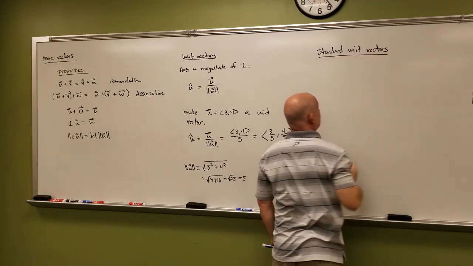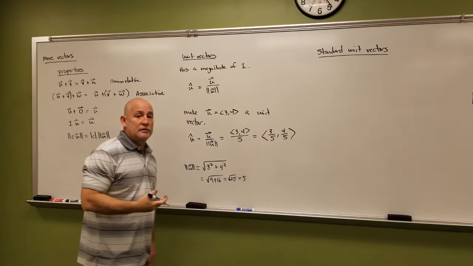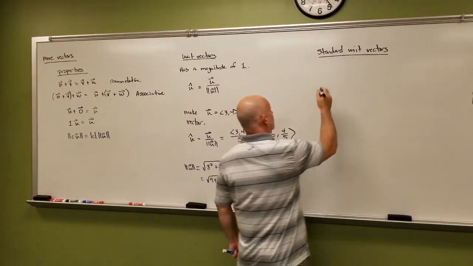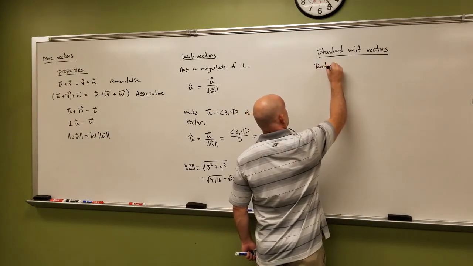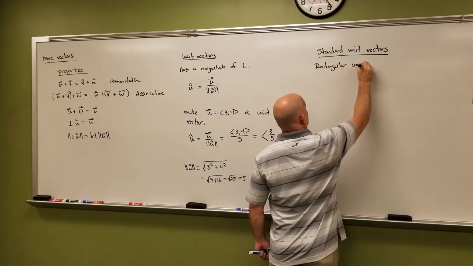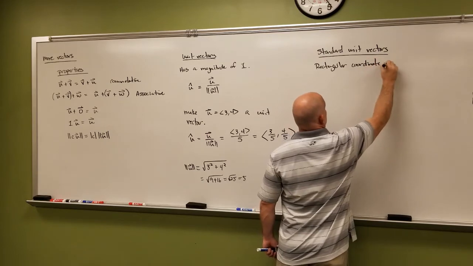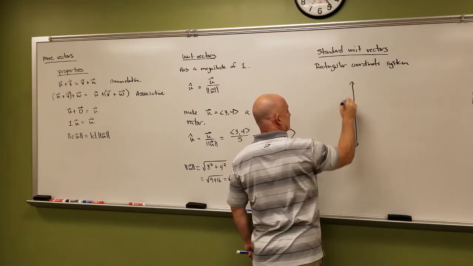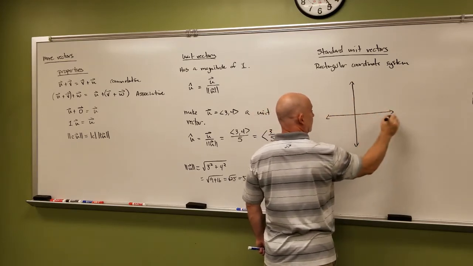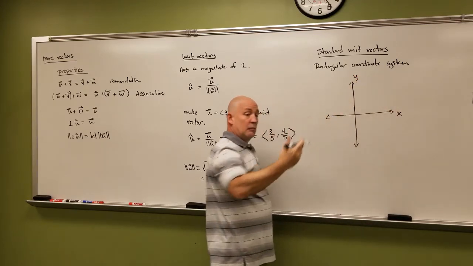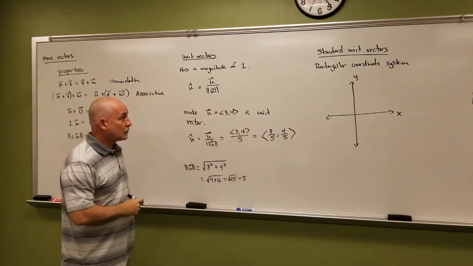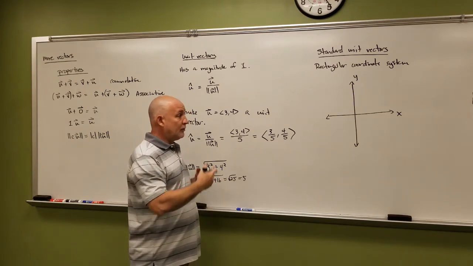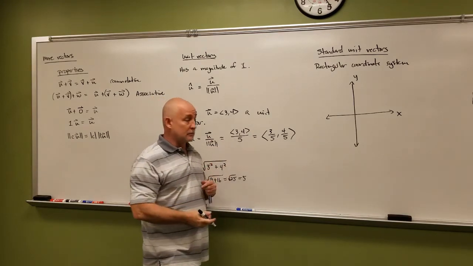No matter what coordinate system you're in, there's directions in which things are measured. In our rectangular coordinate system, we measure things in the x and y direction, and of course, the z direction when we add a third dimension to it. So standard unit vectors are unit vectors, length of 1, that point in the directions that your coordinate system is measured in.